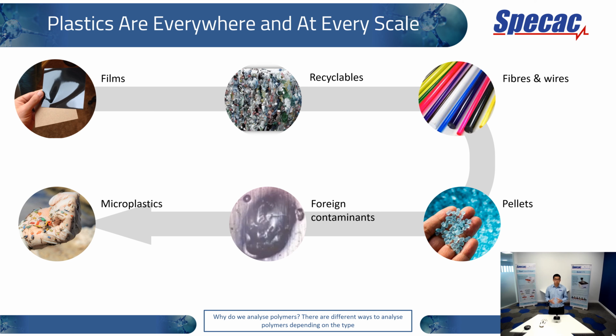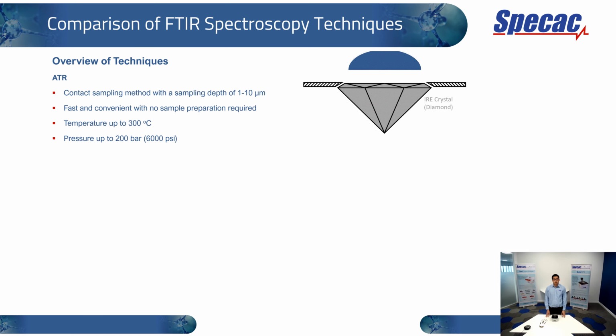So these polymers or plastics can be used either as a raw material in your manufacturing process, or they could be found when the bulk of the macro polymer material is broken down into smaller segments. There are different FTIR techniques that you can use to analyze plastics or polymer samples.